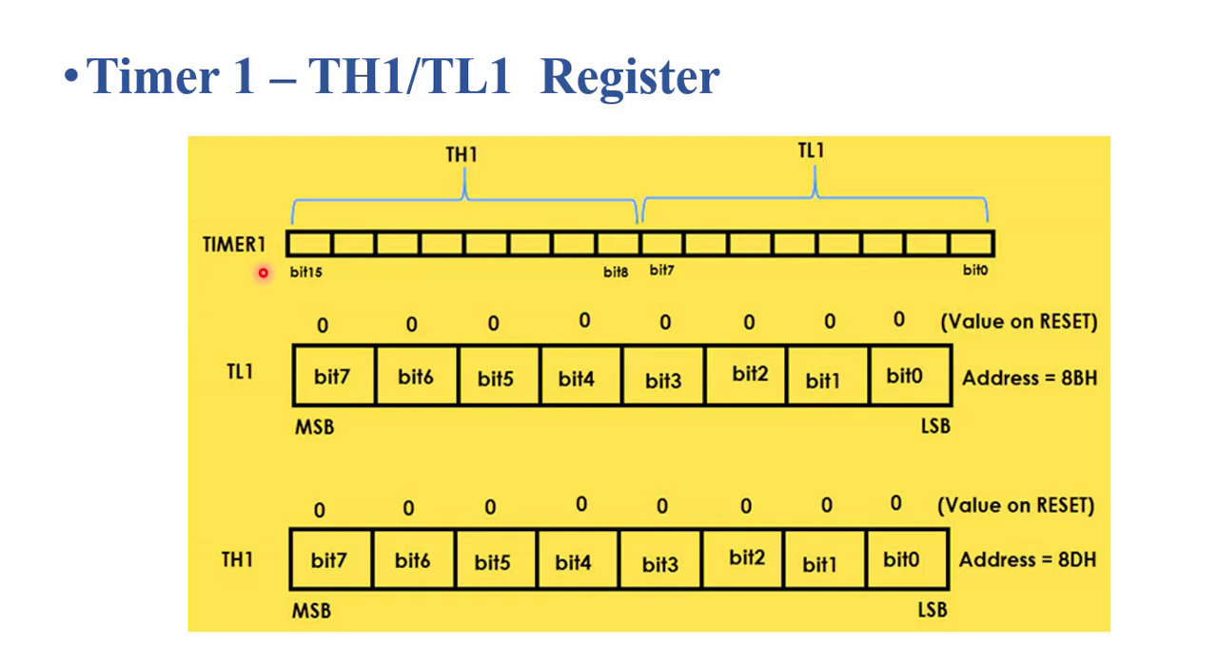The timer 1 register does not have any physical address in the special function register area of internal RAM, but TL1 and TH1 have a physical address, or a special space, in the special function area of internal RAM. So the address of TL1 is 8BH and the address of TH1 is 8DH. So these are the timer 1 and timer 0 registers.